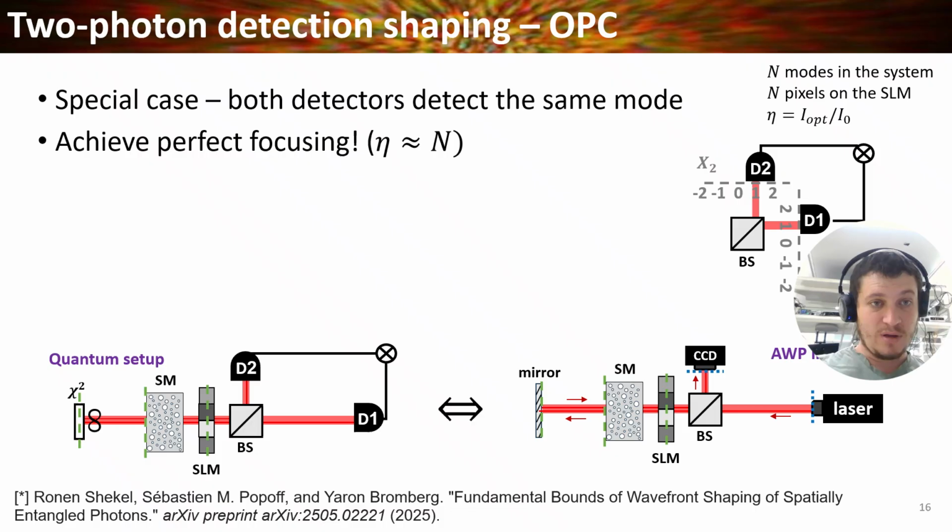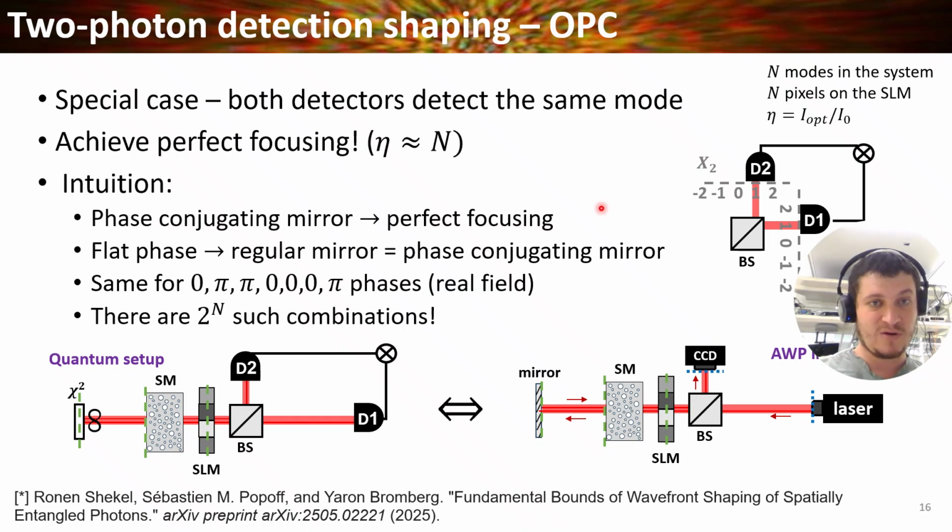Also in this third configuration, there's again a special symmetric case where both detectors are in the same mode, and also here we show that we get perfect focusing. To explain this intuitively, I hope I convinced you before, in the second configuration, that if the mirror is turned into a phase conjugating mirror, we achieve perfect focusing. But now the SLM isn't in the mirror plane, so what can we do? Now we notice that if the electric field in this plane has a flat phase, a regular mirror acts as a phase conjugating mirror.